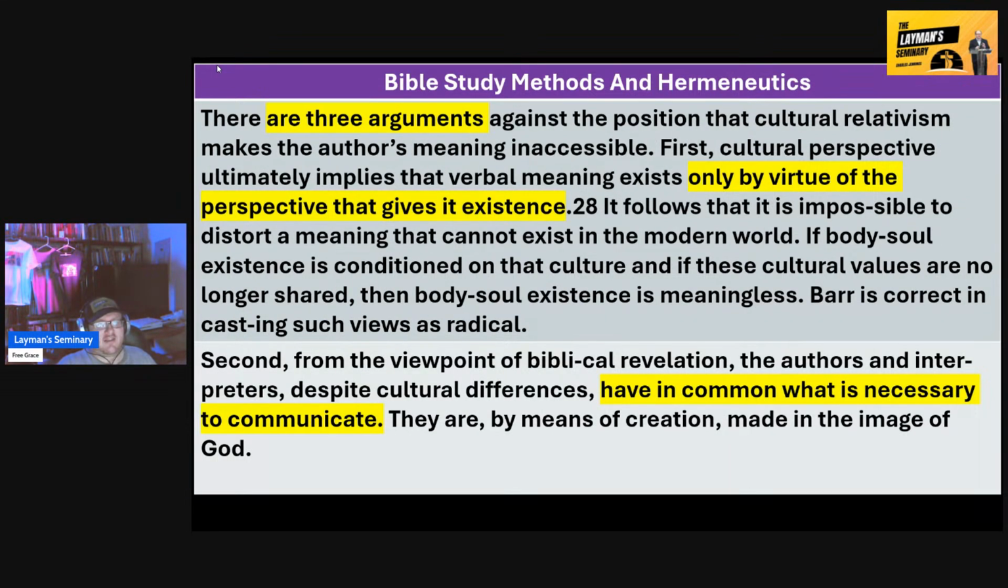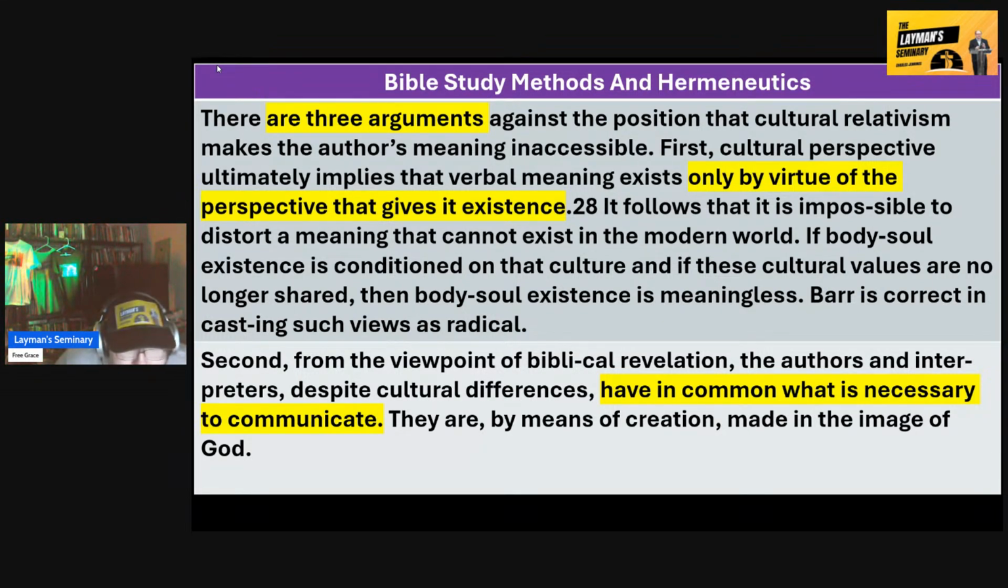There are 3 arguments against the position that cultural relativism makes the author's meaning inaccessible. First, cultural perspective ultimately implies the verbal meaning exists only by virtue of the perspective that gives it existence. It follows that it's impossible to distort a meaning that cannot exist in the modern world. If body-soul existence is conditioned on the culture, and if these culture values are no longer shared, then body-soul existence is meaningless. Barr is correct in casting such view as radical.